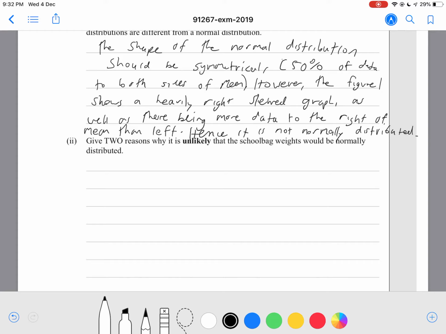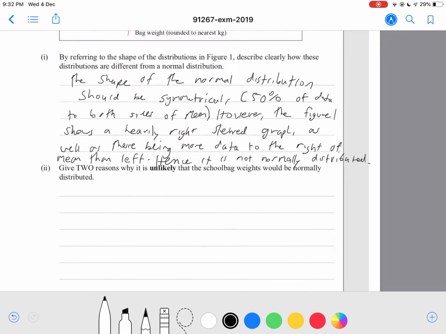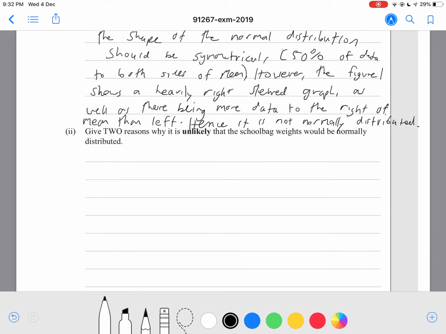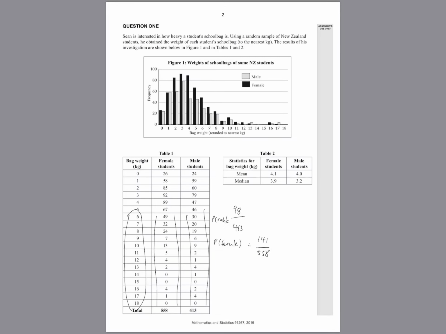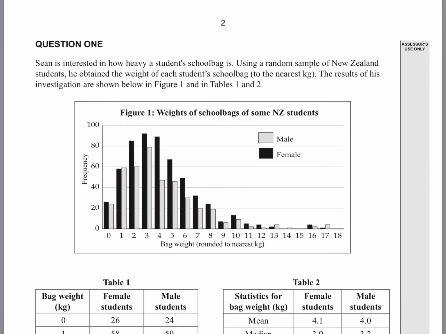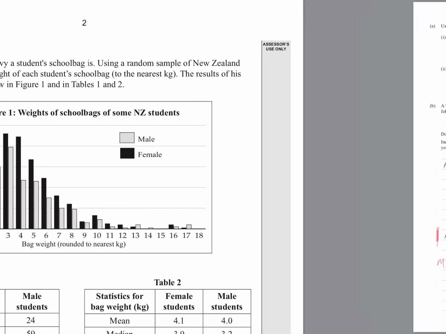So I give 2 reasons why it is unlikely that school bag weights would be normally distributed. We need 2 reasons. One reason I can think of straight off the bat is that the study did not account for what year the students were in. Let me double check that. It doesn't say which year the students were in.